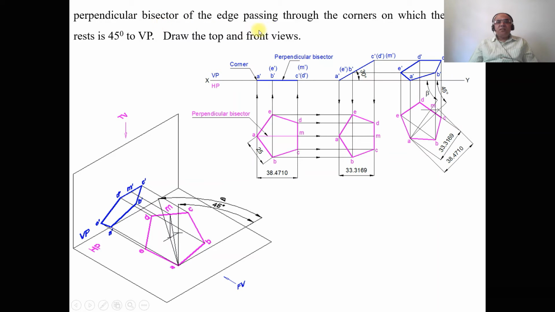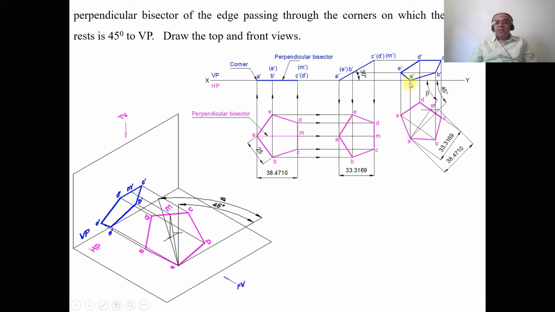Now the perpendicular bisector passing through the corner on which the lamina rests is inclined at 45 degrees to VP, so we need to consider this. Here the true inclination is given, but what we have is the apparent length. So with the perpendicular bisector, the apparent length is what you have in the second position top view, and the inclination given is the true inclination. So we cannot redraw the second position top view in the third position directly, because this length is the apparent length and the inclination given is the true inclination. So first we need to consider the true inclination.